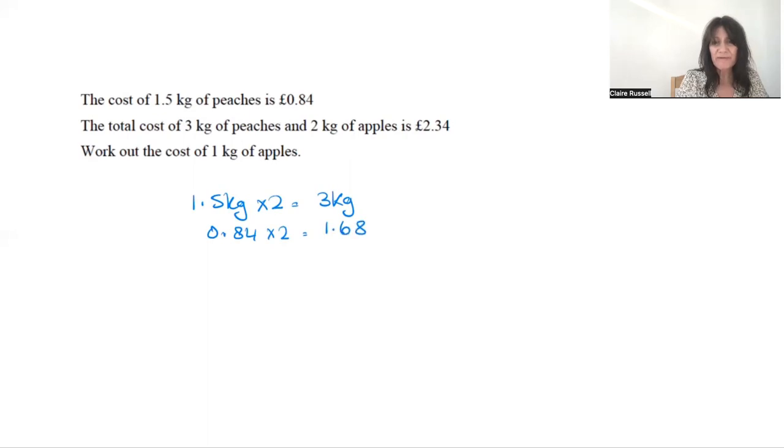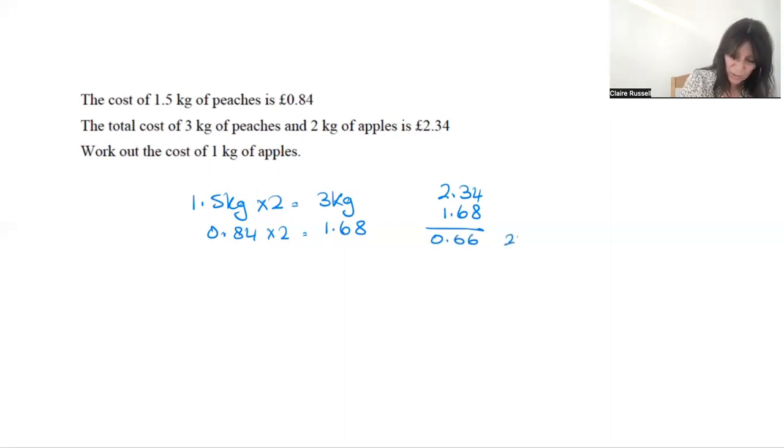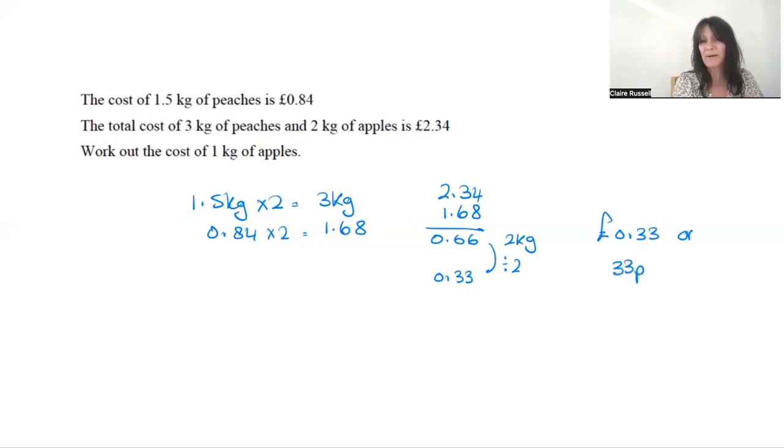So I know that from that £2.34, £1.68 of it was what the peaches cost. So I take that away using whatever method I use for takeaway, and I get 0.66. That is for 2 kilograms of apples. I obviously only want 1, so we're going to divide through by 2, and you've got 0.33. So your answer is either with a pound sign, 0.33, or it's 33 pence. Never combine your pounds and pence because they're different units and we never work in different units.